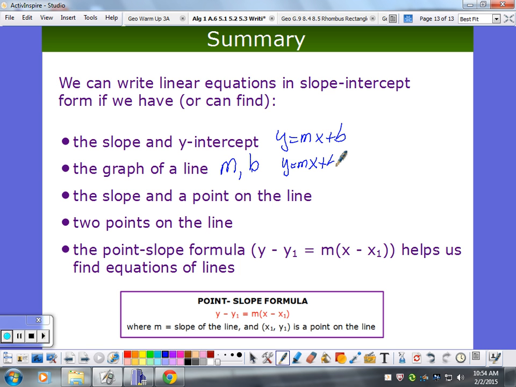If you have a slope and a point, you know a point, you have the slope, and you have a point, use the point slope formula.